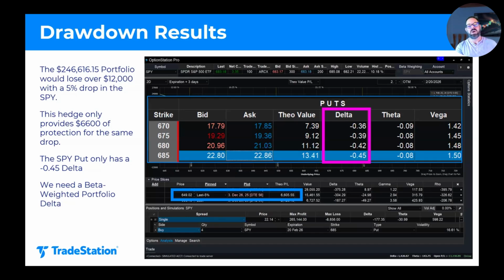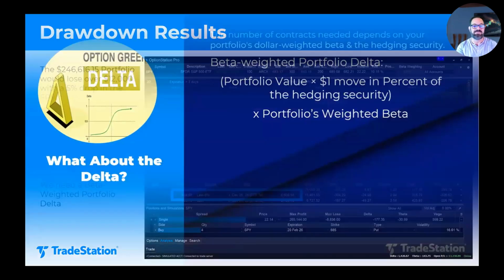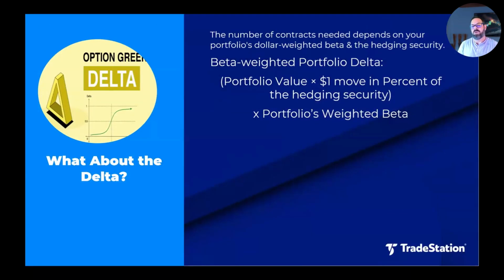So we're going to have to do a beta weighted portfolio delta now. And again, it's not that hard. And we added that in the calculator as well. So with the beta weighted portfolio delta, there's the calculation if you care. It's going to be the portfolio value times a $1 move in percent of the hedging security times the portfolio weighted delta. It was fun putting together that spreadsheet, let me tell you.